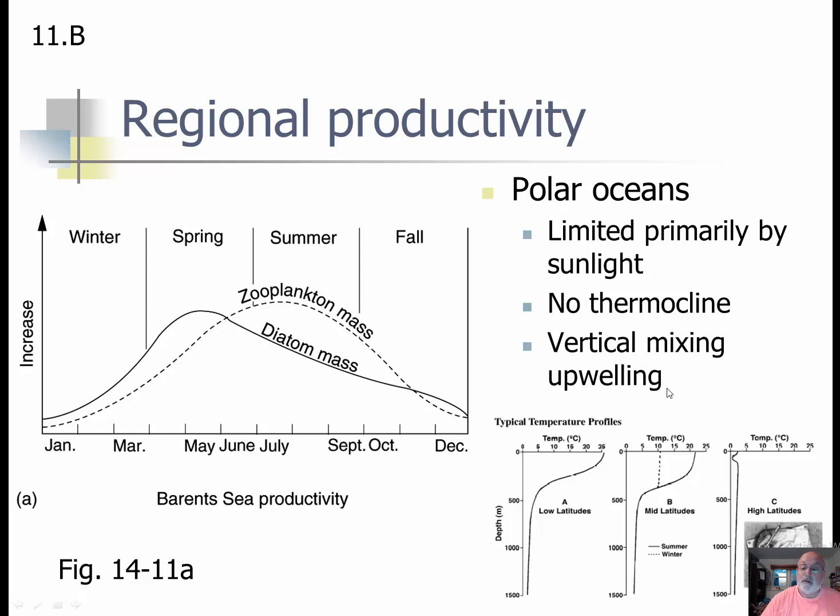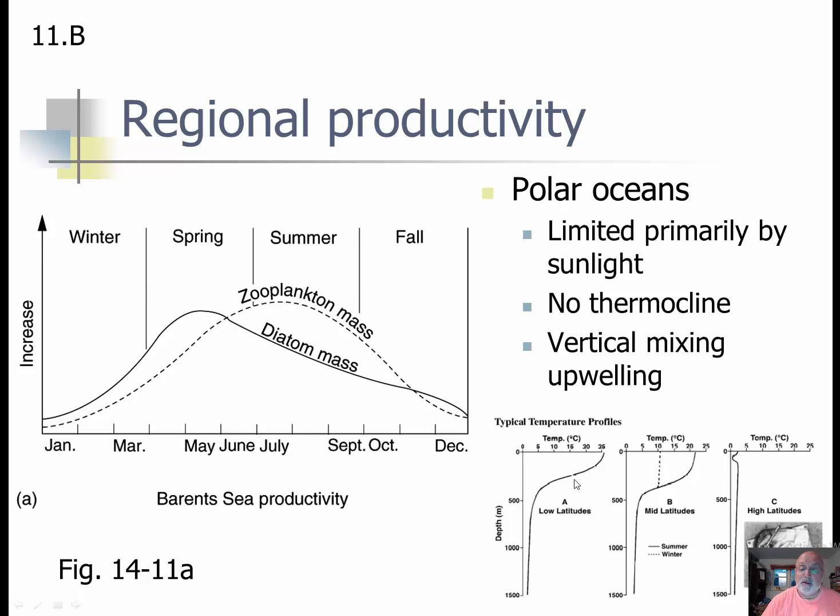Vertical mixing only by upwelling. You have no trouble at all sending water from the nutrient-rich, oxygen-poor water up to the surface so it can get oxygen-rich and the phytoplankton can bloom. And again, a very biologically productive area up by the poles.